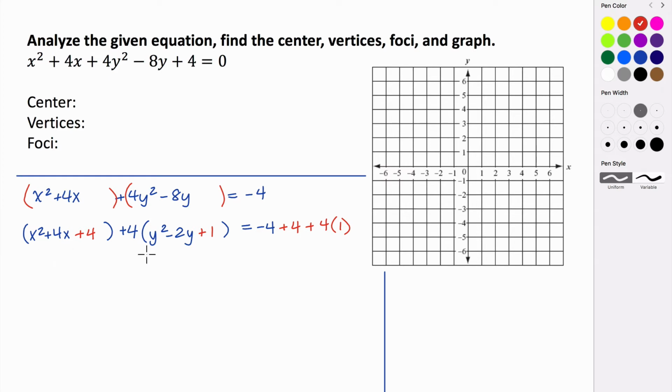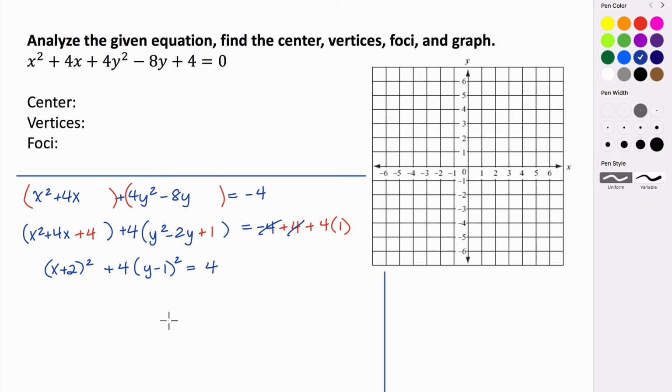And then we're going to factor each of these groups and take this sum over here. So this quantity over here factors to be x plus 2 quantity squared. This is going to be plus 4 times the quantity y minus 1 quantity squared equals, these will cancel, and we're going to just be left with 4 here.